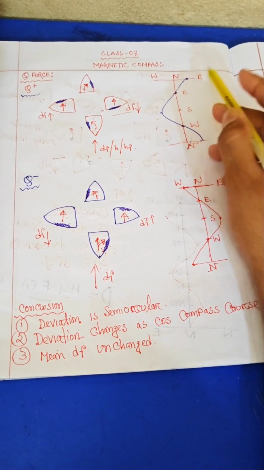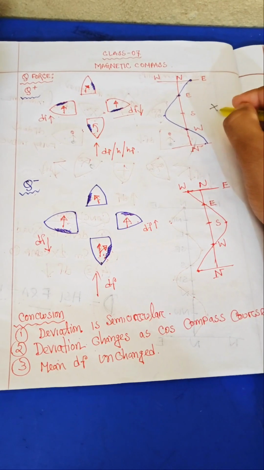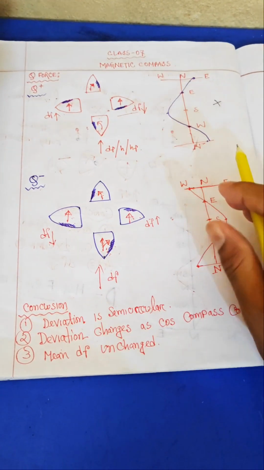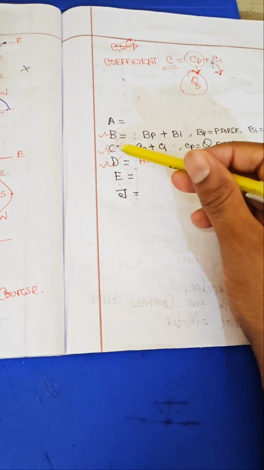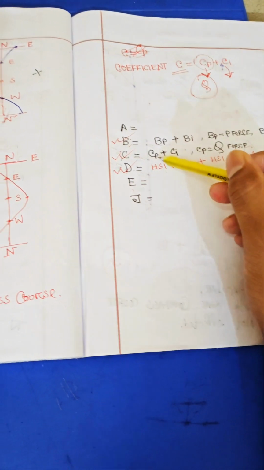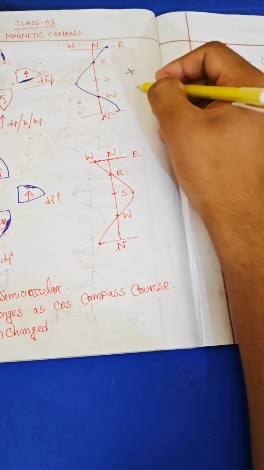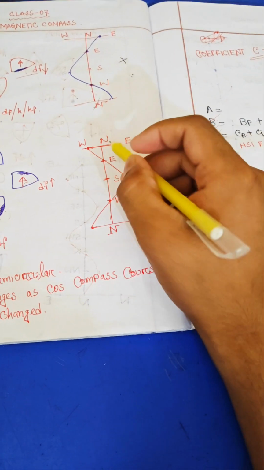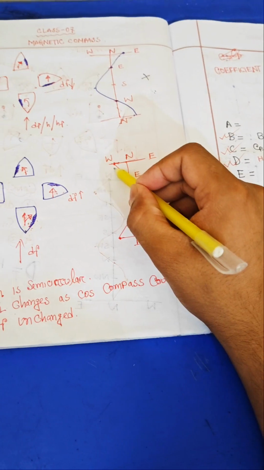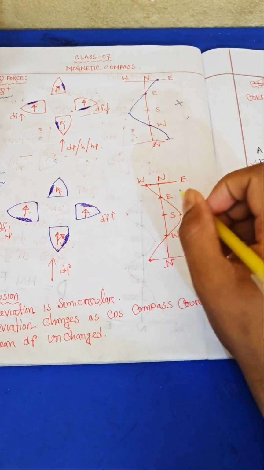And for the Q force also, guys, this one I already discussed with you. Northerly heading, easterly deviation, Q plus, correct? Since Q is for the C coefficient, here C plus, correct? And also northerly heading, westerly deviation, Q minus, also C minus.